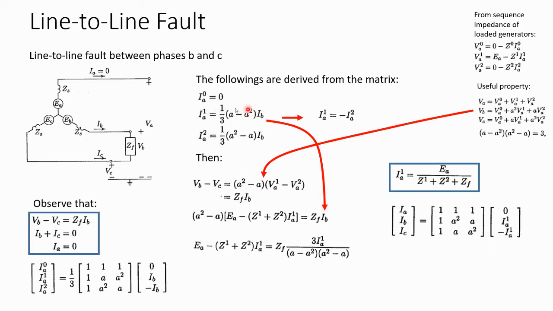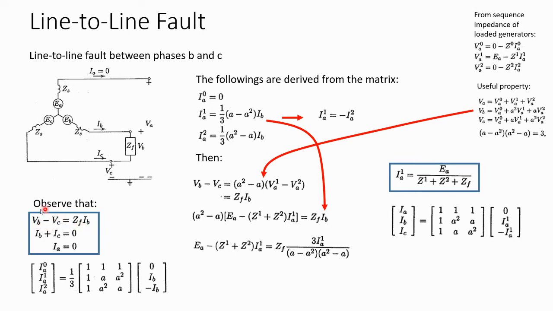And from these two parallel equations, we can further express them into this form. That is, IA1 is equal to negative IA2. And this is the property that we have established in the first part of the video series, that is, the phase voltage is equal to the summation of their respective phase voltages of all symmetrical components. And we know that VB minus VC is equal to ZF IB.